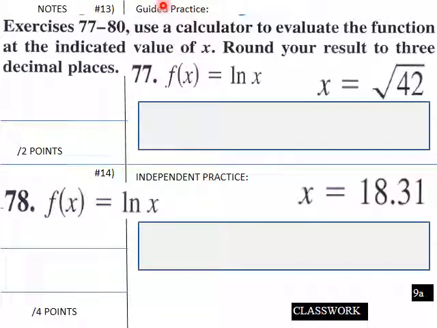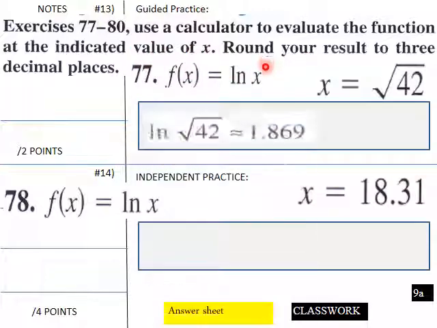Let's go to a guided practice here. Students, this is yours, so pay attention. Use a calculator to evaluate the function at the indicated value of x. Round your result to 3 decimal places. So the natural log of the square root of 42 equals 1.869. You should get that on your calculator. Students, this is up to you.